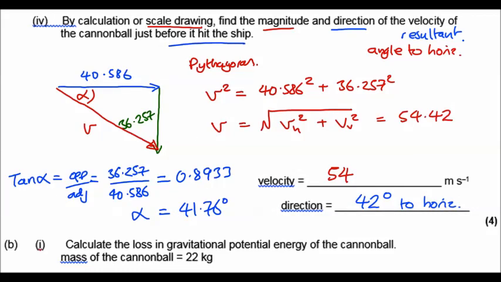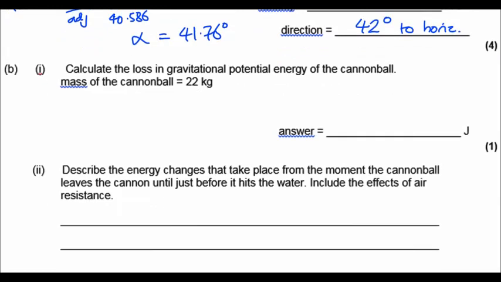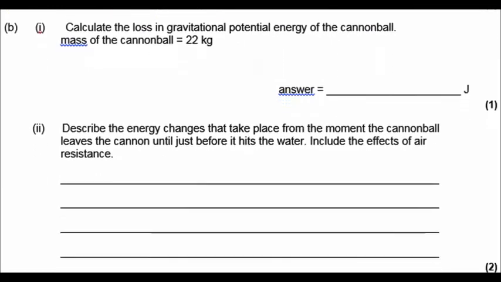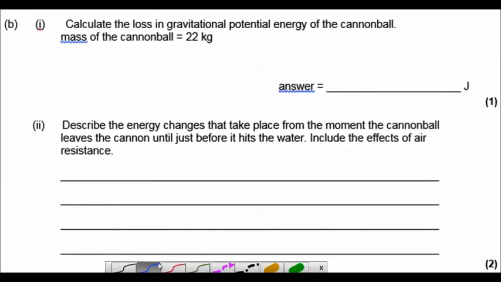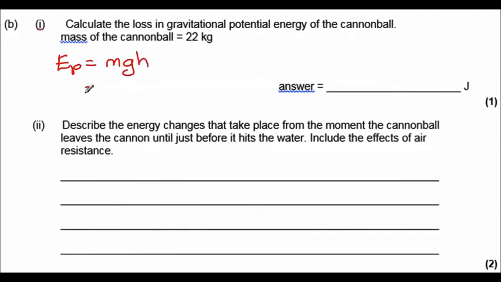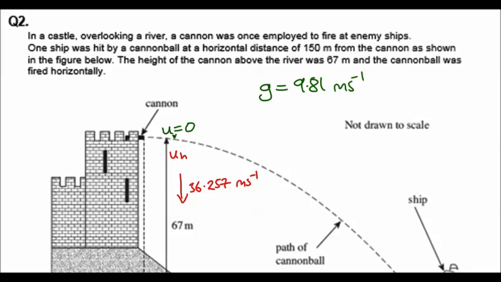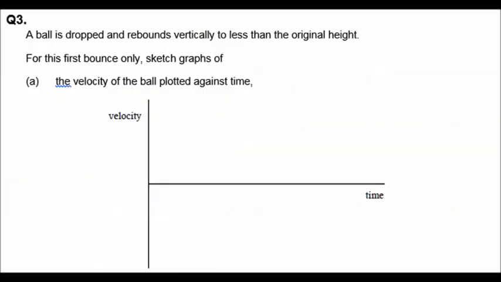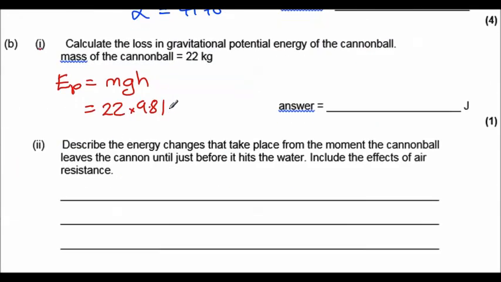Right, and for this last little bit, they're asking us to calculate a loss in gravitational potential energy. Easiest marks in the question. You already know that gravity potential energy is mass times gravity multiplied by height. They've just given you mass, 22. Gravity we'll call 9.81. Whiz back to the original diagram, it's 67 meters up, so we're going to have 67 meters in there.